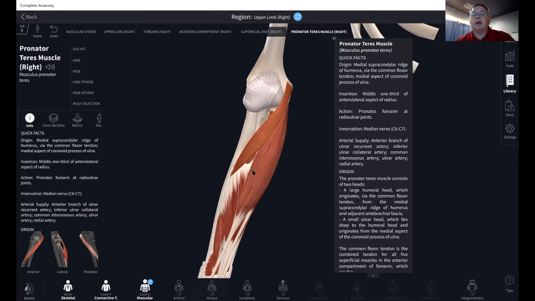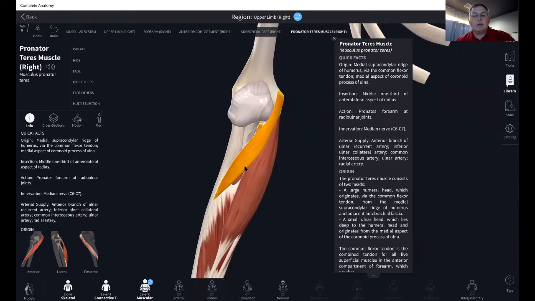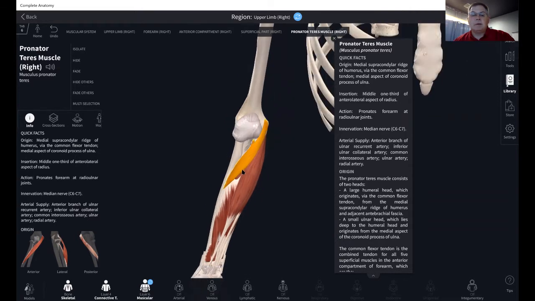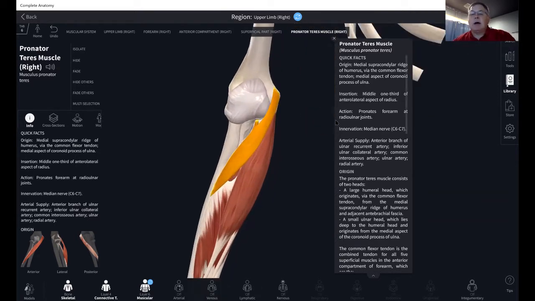So here we are in the anatomical position. The proximal 1/3, it says the middle 1/3. I would call it closer to the proximal. Anyway, its action is it pronates the forearm at the radial ulnar joints.